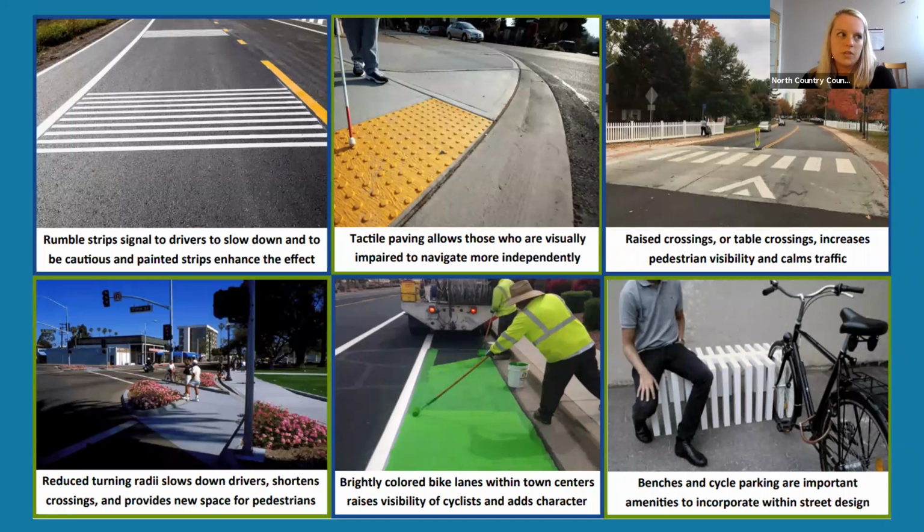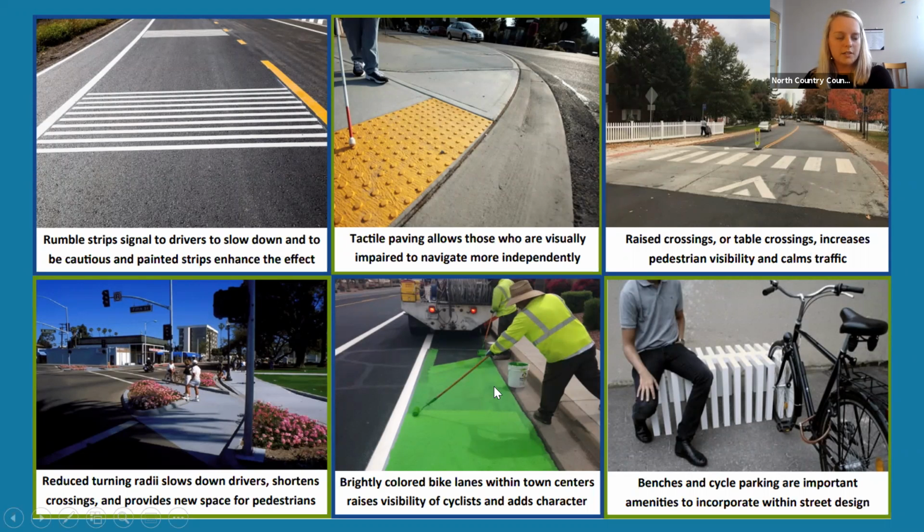So here are a couple of visuals of the things I just mentioned. We have rumble strips on the top left here, and some of that tactile paving. This is a speed bump, kind of, but it's also referred to as a table crossing, so it's combining a crossing and a speed bump. Here's an example of that turning radii, and you can see the original radius was all the way out here. They just brought it in a bit, and it makes the crossing shorter and it slows down vehicles.